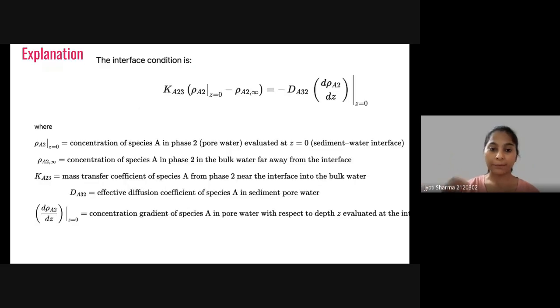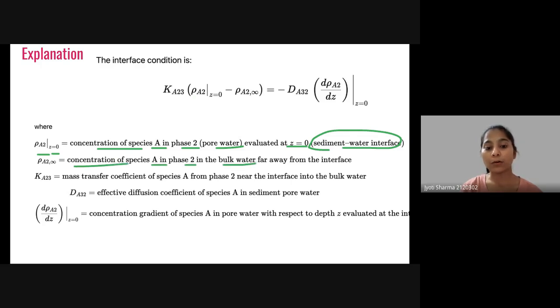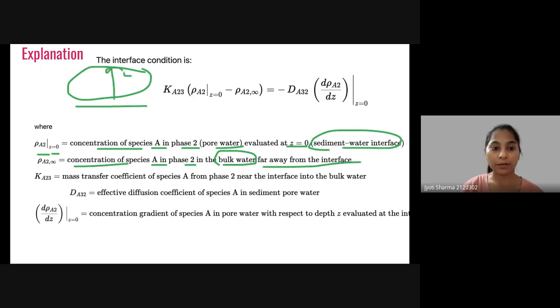So again, I'm giving you the explanation in words. We have rho A2 at Z equal to 0. This is the concentration of species A in phase 2, that is the pore side, evaluated at Z equal to 0, so this is your interface. Rho A2 infinity is the concentration of A in phase 2 in bulk water. So this is your interface, and here you have bulk water, away from the interface. That's why we say this is rho A2 infinity, and we can assume it is equal to 0.